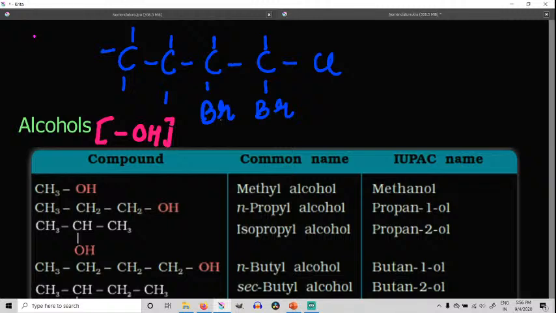So we should give its name. What should be the name? So 1,2 dibromo 1 chloro. Why 1 chloro? Because chlorine is attached to the first carbon atom. So this will be 1,2 dibromo, okay, and 1 chloro. After this we have to see how many carbon atoms are in the parent chain. There are 4 carbon atoms, okay.